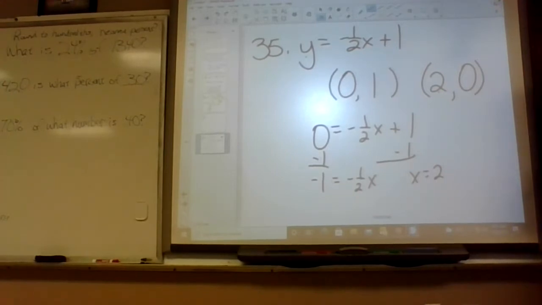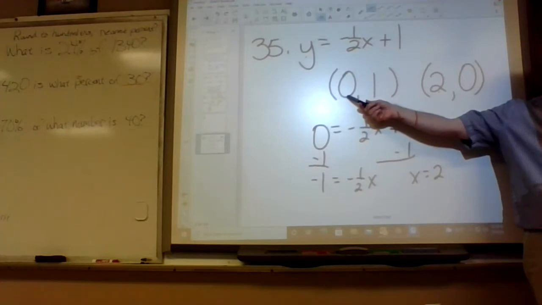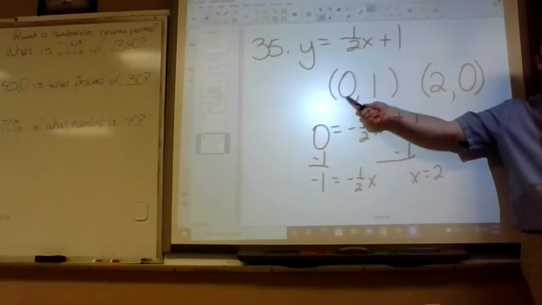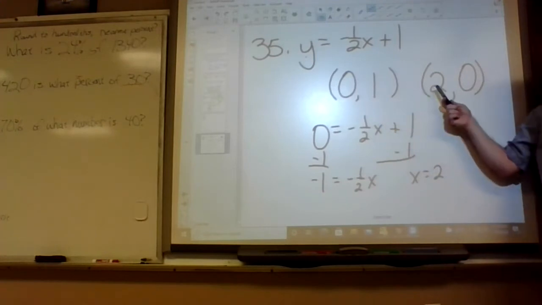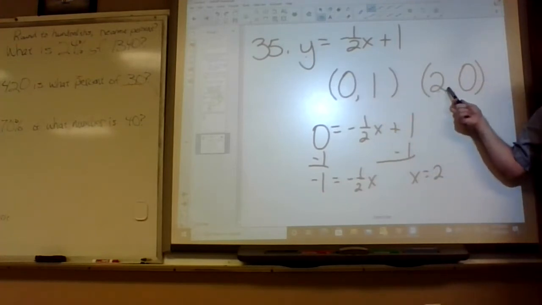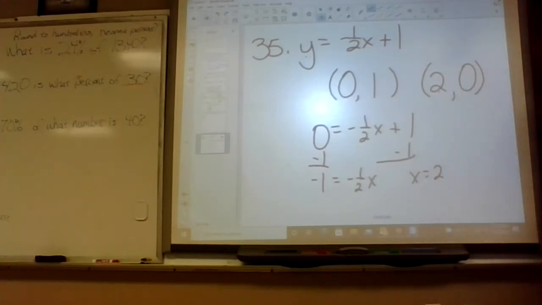Wait, so we're doing 2 and 1. Rise over run? No, that's slope. That's not this. This means right 0, up 1. So you put a dot up 1. This means right 2, up 0. So you put a dot at right 2. And then draw a line through.